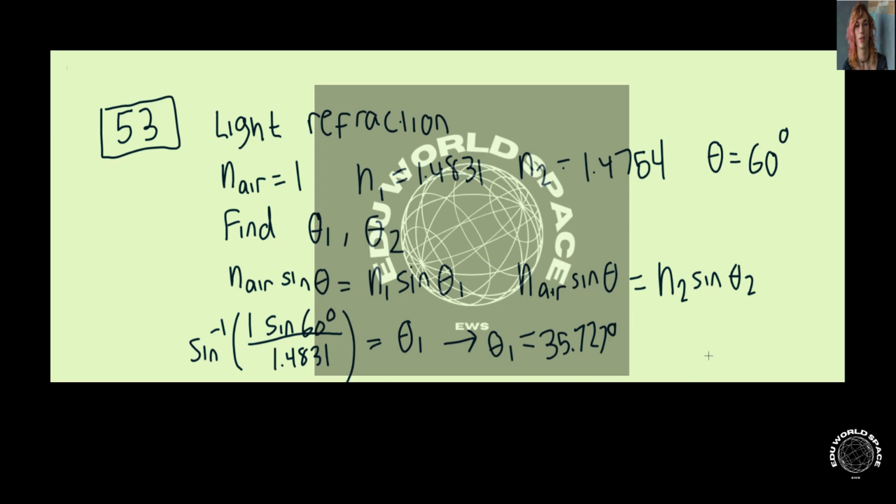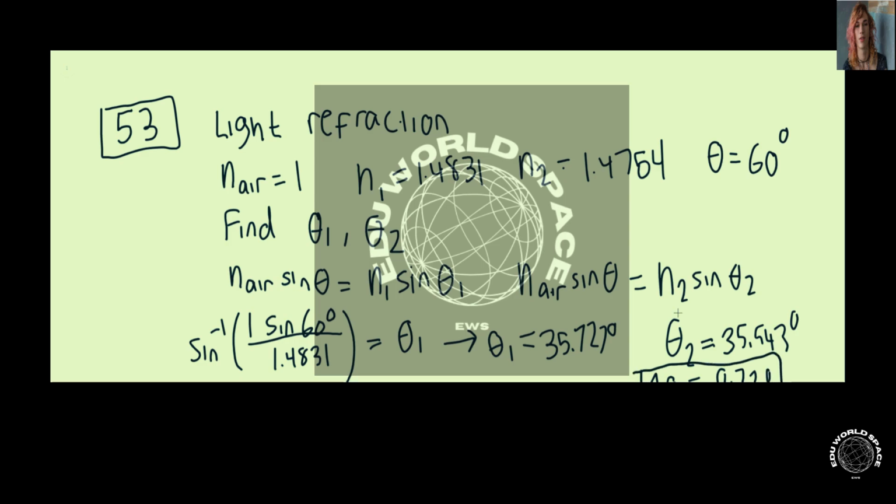When we do the exact same thing for case 2, where we simply input n2, that's really it. We end up with theta 2 equaling 35.943 degrees. So the difference between the two, call it delta theta, is about 0.22 degrees. So it's actually quite small.